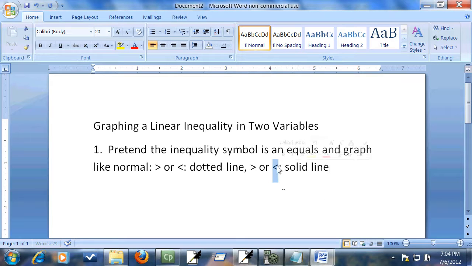Let's see if I can actually do that. I just want to underline it. How do I underline? Try that. There we go.